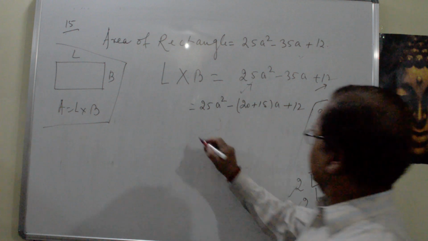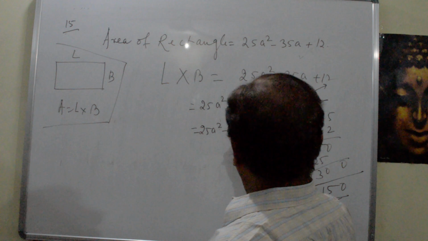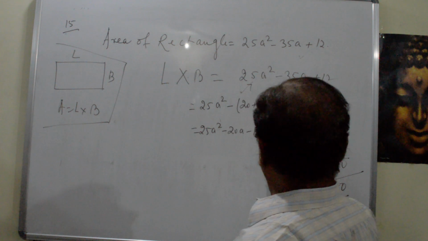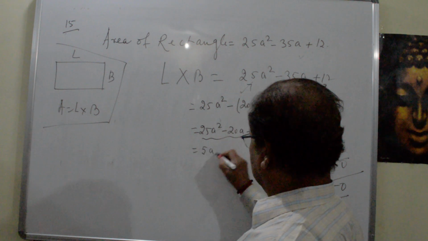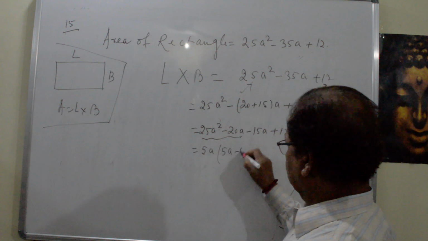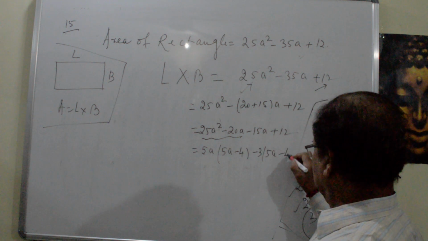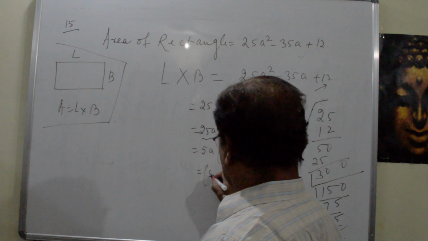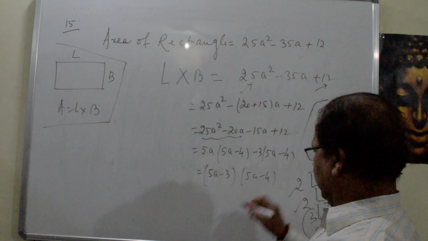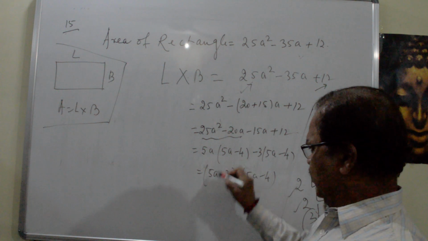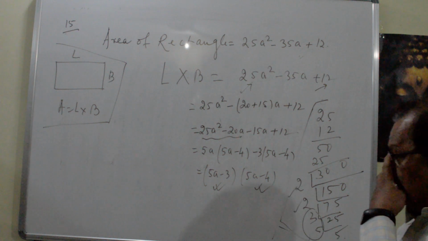Now we shall write here 25a square minus 20a minus 15a plus 12. Now let us take 5a common, so this is 5a minus 4. Take 3 common, 5a minus 4. And finally (5a minus 3) into (5a minus 4). So here is the length. In place of this you can write length and this is breadth. So here is the result.